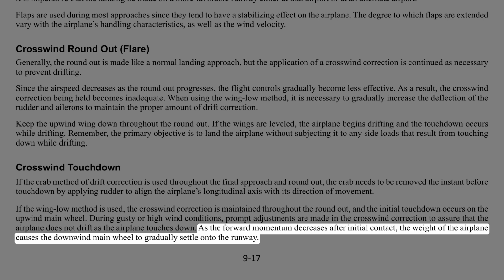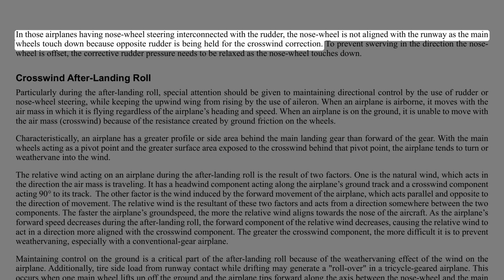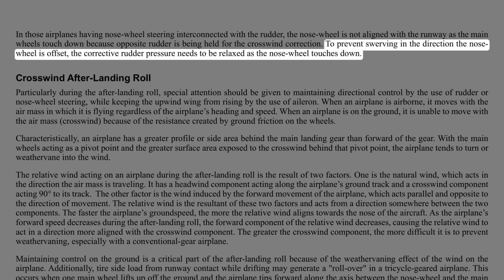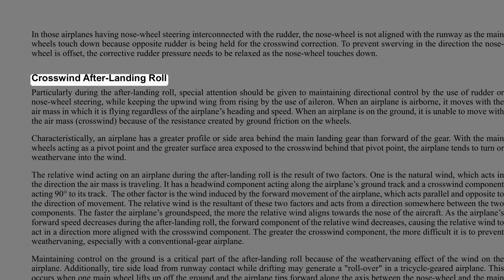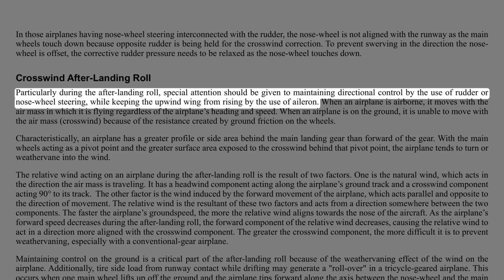settle onto the runway. In those airplanes having nose wheel steering interconnected with the rudder, the nose wheel is not aligned with the runway as the main wheels touch down because opposite rudder is being held for the crosswind correction. To prevent swerving in the direction the nose wheel is offset, the corrective rudder pressure needs to be relaxed as the nose wheel touches down. Crosswind after landing roll. Particularly during the after landing roll, special attention should be given to maintaining directional control by the use of rudder or nose wheel steering, while keeping the upwind wing from rising by the use of aileron.